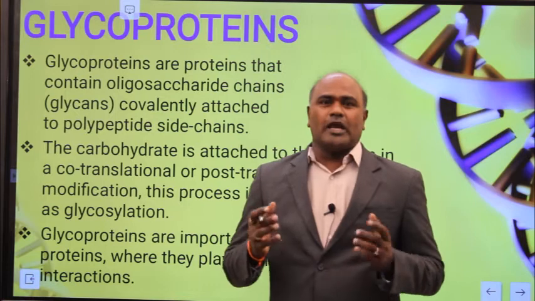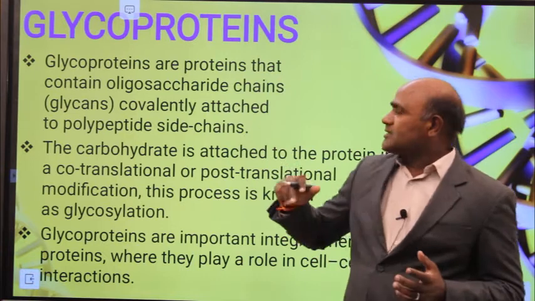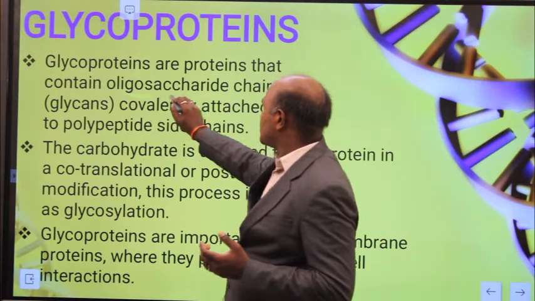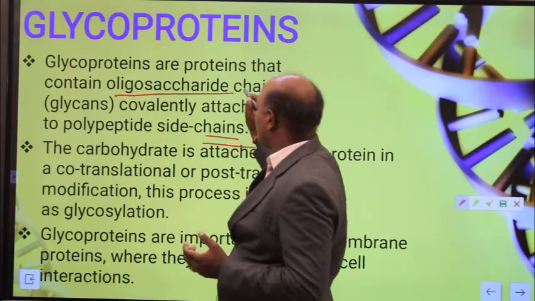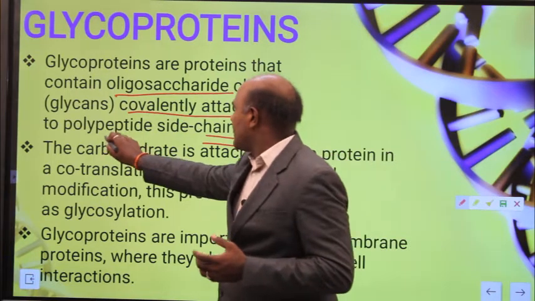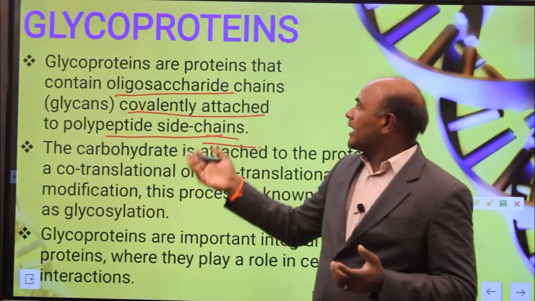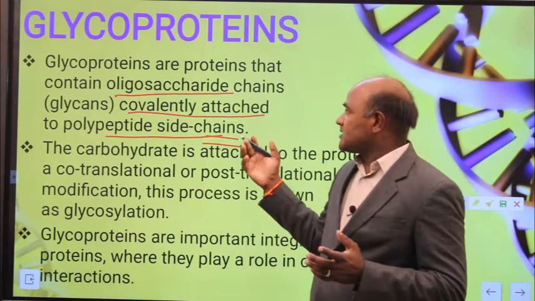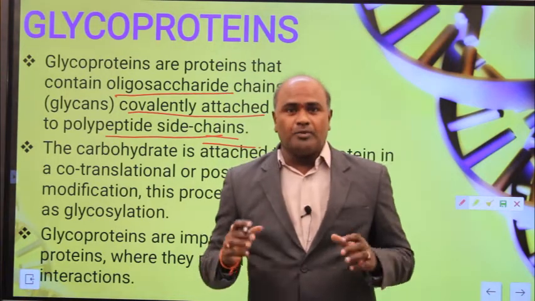Glycoproteins. Coming to glycoproteins, what are glycoproteins? Glycoproteins are proteins that contain oligosaccharide chains, covalently attached to polypeptide side chains. Oligosaccharides are nothing but glycans covalently attached to the polypeptide side chain.